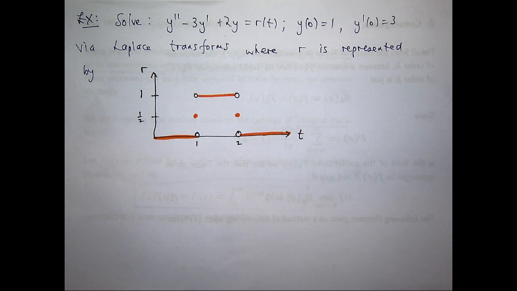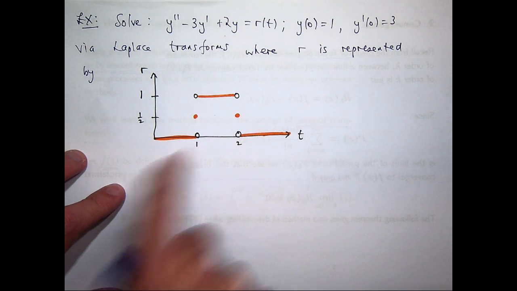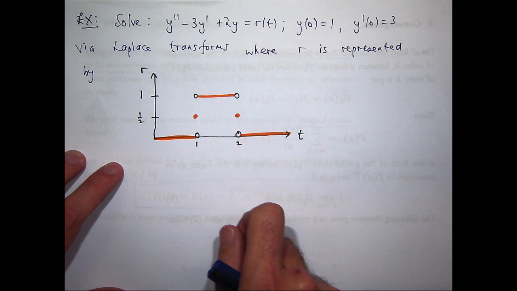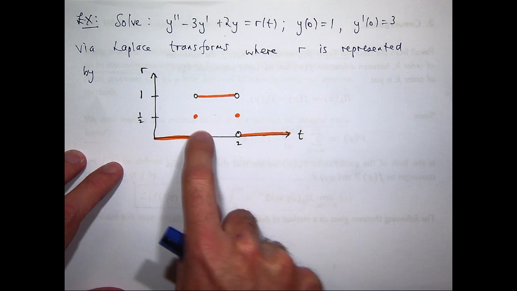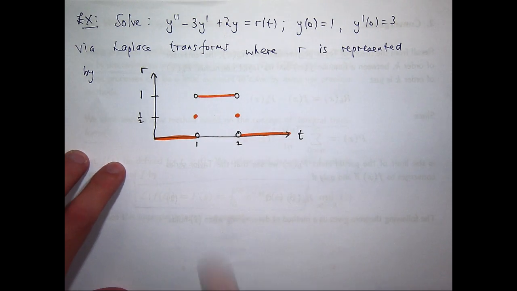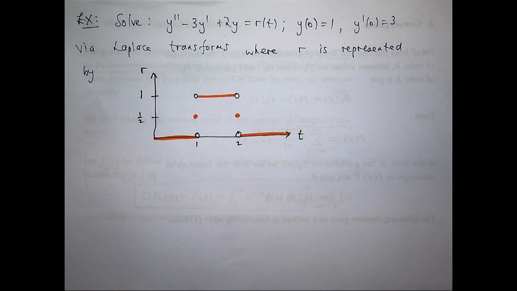In particular, you'll see that the R of t has two jump points or two discontinuities in it. And let's say you didn't want to use Laplace transforms, let's say you used undetermined coefficients. What you would have to do is solve three problems. You would have to solve this problem from 0 to 1, then formulate new initial conditions, solve this problem from 1 to 2, and then solve the problem again from 2 onwards.